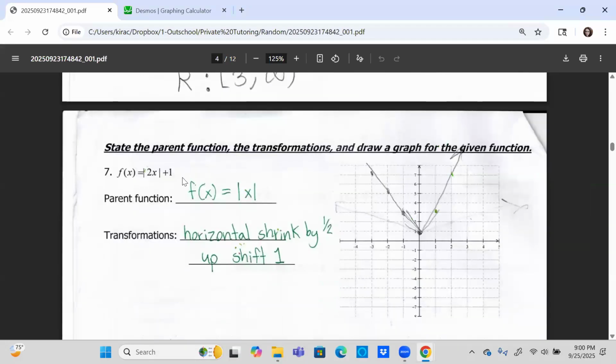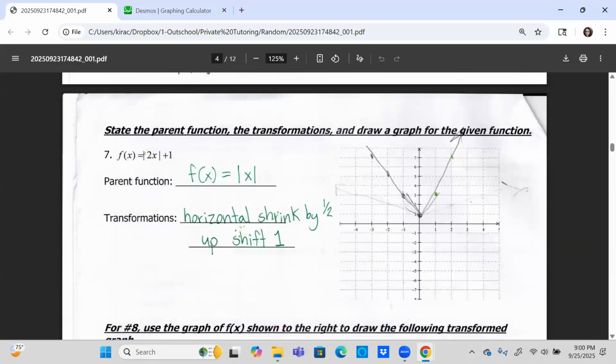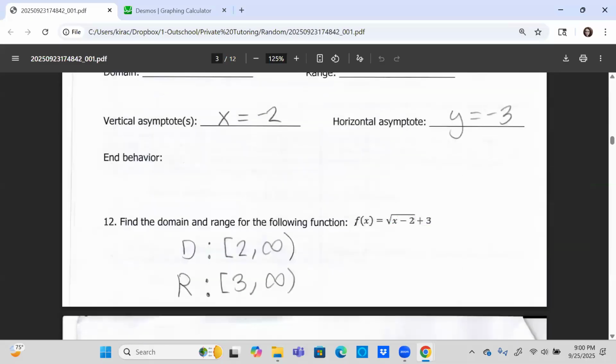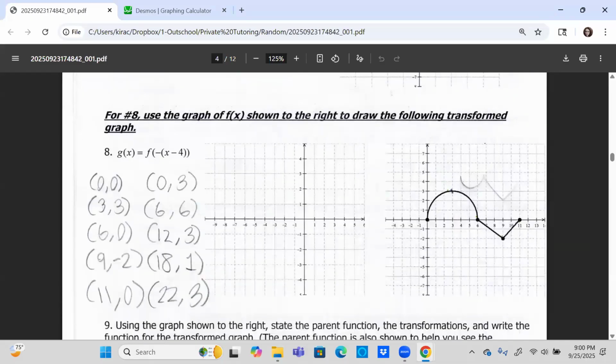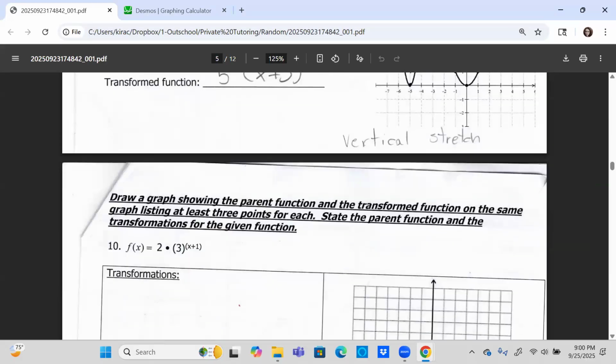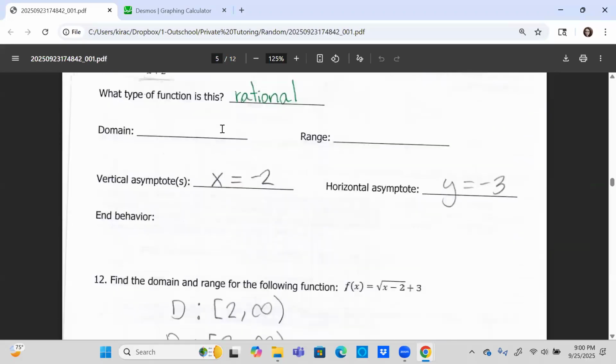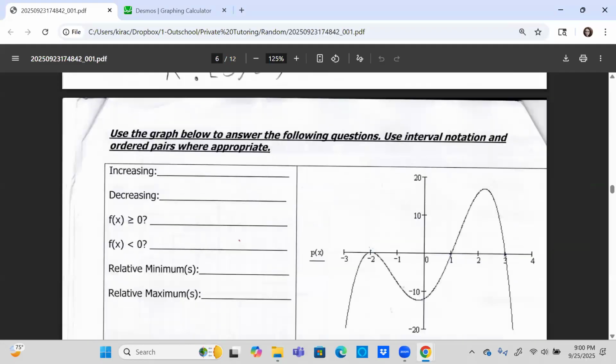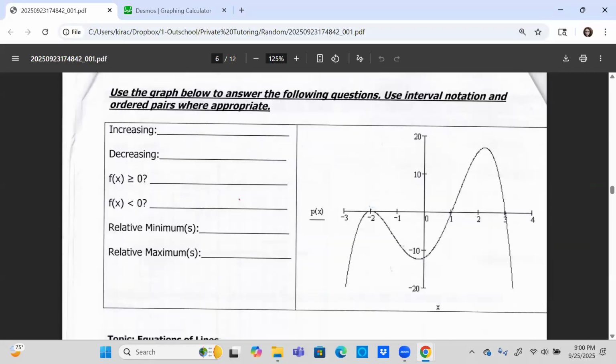Next page. We did this page. I might have scanned it wrong. Yep, let's scooch that. There we go. Use the graph below to answer the following questions. Okay.